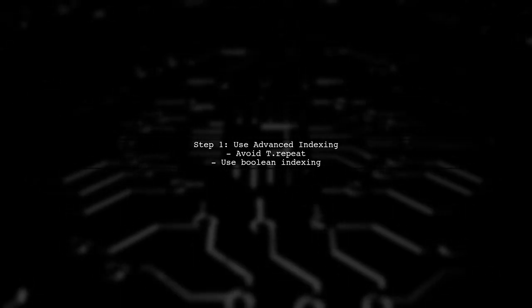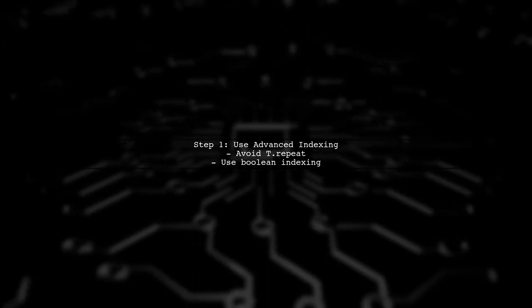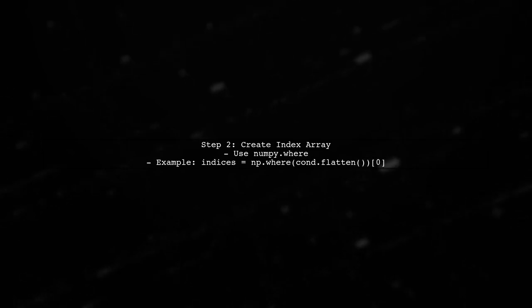Instead of repeating the condition tensor, we can leverage Theano's advanced indexing capabilities. This allows us to select rows from tensors A and B based on the Boolean values in cond. Here's how you can implement this.